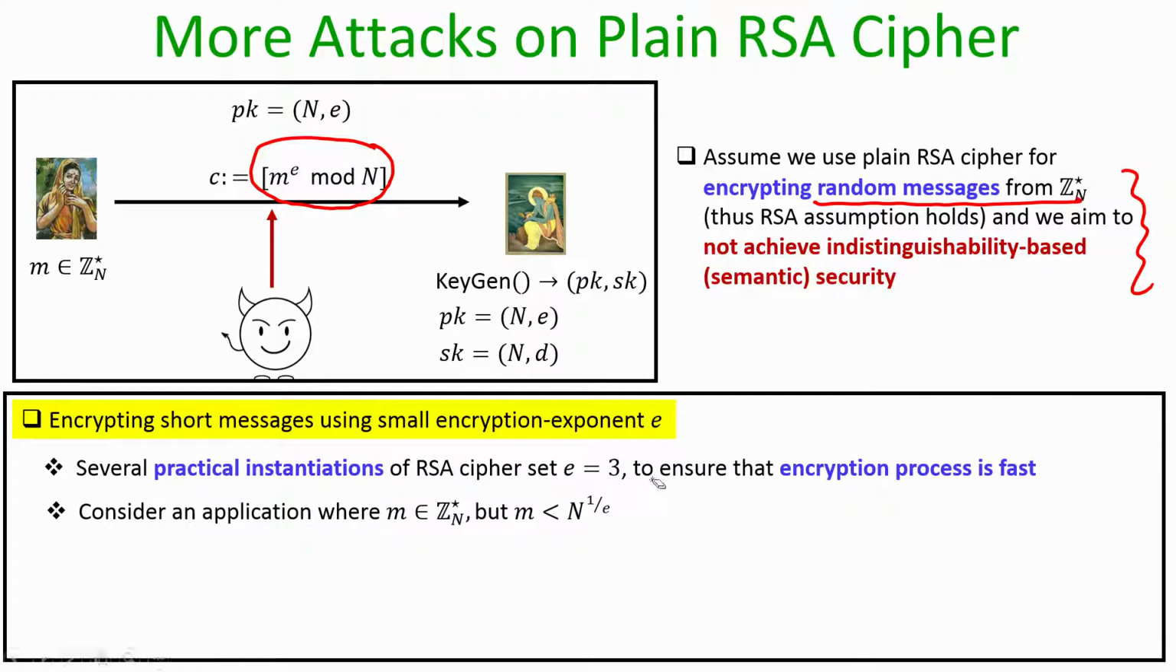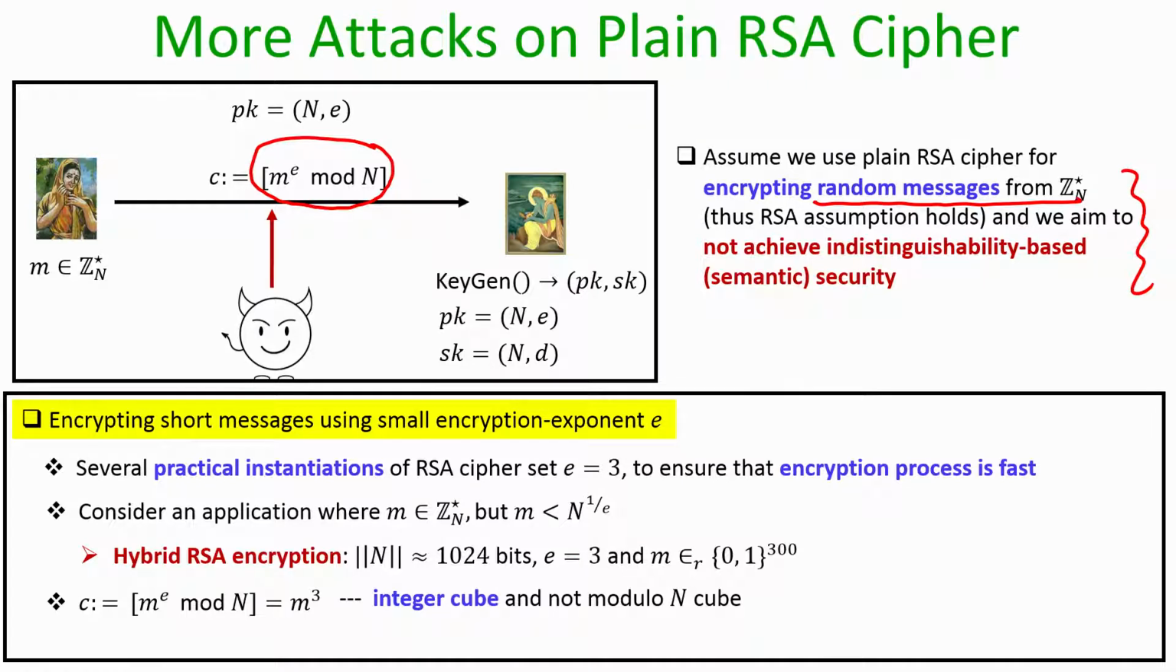Now, assume we are using an instantiation of RSA where we have set e to be 3, and we consider an application where the underlying messages are random elements from Zn star, but the magnitude of m is strictly less than the eth root of the modulus n. If you are wondering what kind of applications encounter such a little m, later on when we see the hybrid RSA encryption, the size of the modulus that we typically use is 1024 bits, and the message that we would like to encrypt will be roughly a 300 bit uniformly random bit string, and we will set e to be 3.